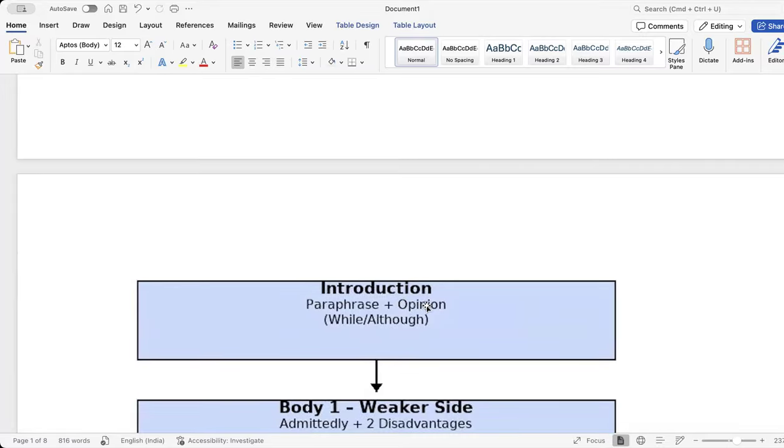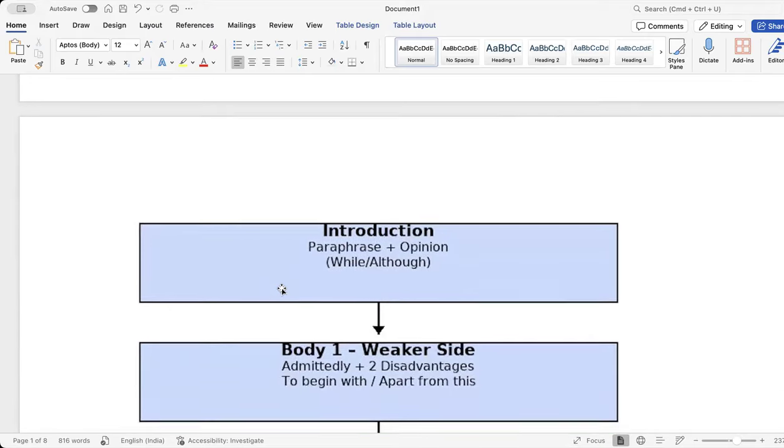Now, the opinion would be whatever the question they're asking me. In this case, they're asking me, are the advantages more or are the disadvantages more? क्या ज़्यादा है? फायदे ज़्यादा हैं कि नुकसान ज़्यादा है? That's all that I'm going to write. One sentence. But I'm going to write it using while and although, because they come off as impressive. These words make your writing more impressive. They are complex structures. Complex structures make your writing more impressive.